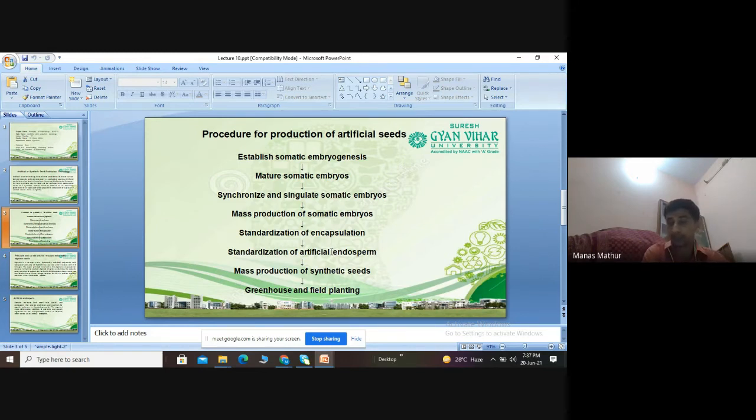Mass multiplication of synthetic seeds. Once the plant is generated from the synthetic seed, we will go for its field planting. So this is the flow chart of how we can produce the synthetic seeds in the laboratory.